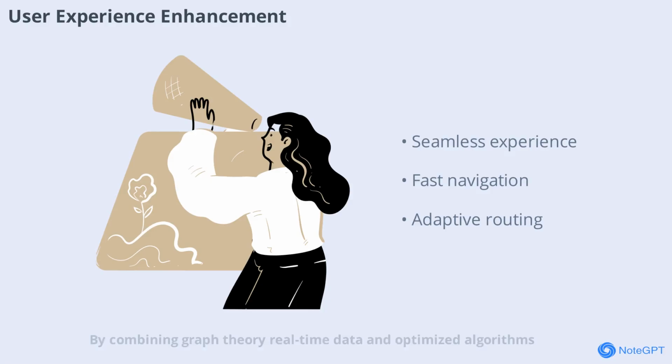By combining graph theory, real-time data, and optimized algorithms, Google Maps delivers a seamless user experience. Navigation is fast, accurate, and adaptive, helping users reach their destinations efficiently. The app's intelligent routing keeps travel stress-free, even in complex or changing environments.